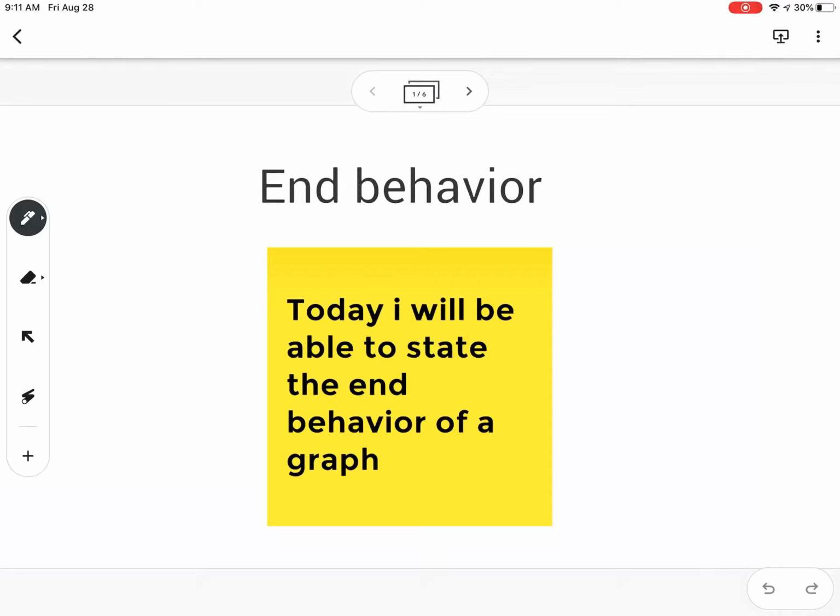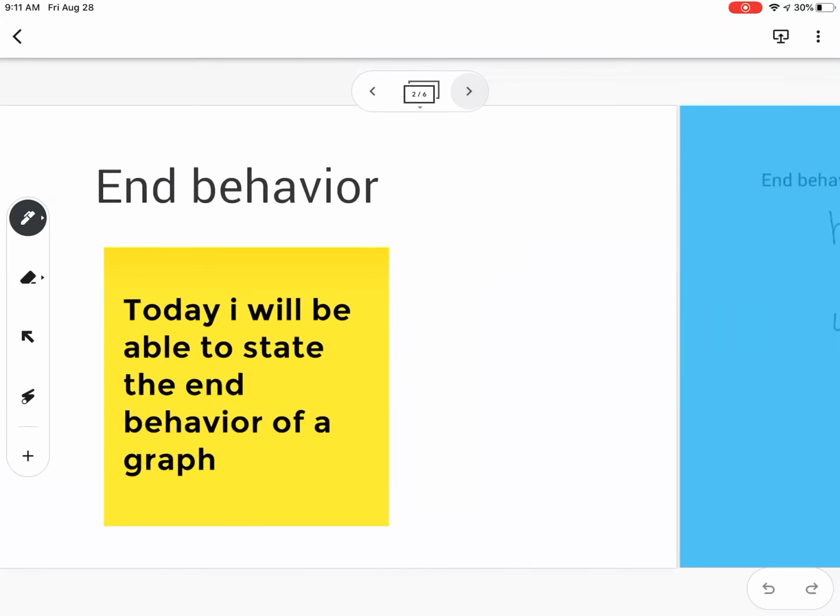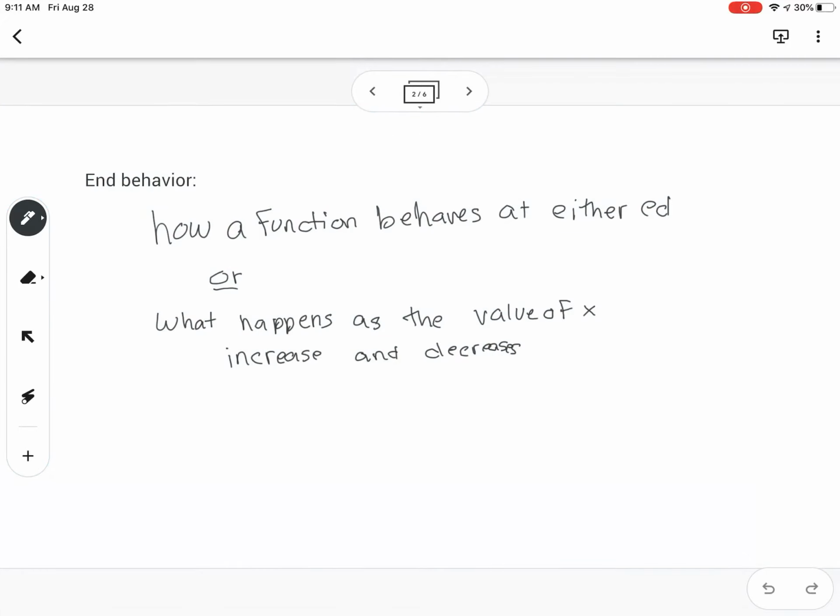So today we're going to be doing end behavior. Your objective today is that I will be able to state the end behavior of a graph. First we'll go over a definition. End behavior is how a function behaves at either end, or what happens as the value of x increases and then decreases. So what's happening on the ends of the graph.